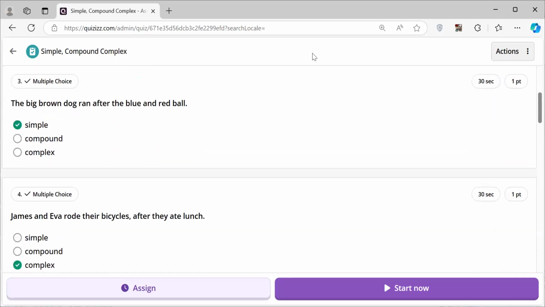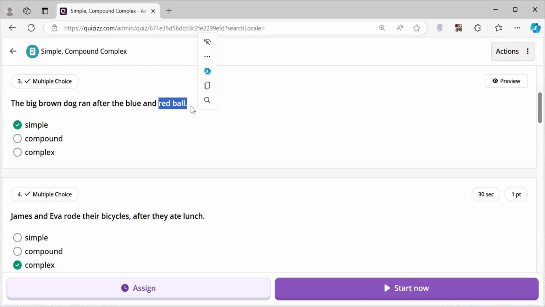Yes, the big brown dog ran after the blue and red ball. It's very clear that it's a simple sentence. But teacher, I have a question. Here is not the coordinating conjunction. Why? Because there must be a verb and the subject to be a new sentence. What's your question? After is from the subordinators. Yes.